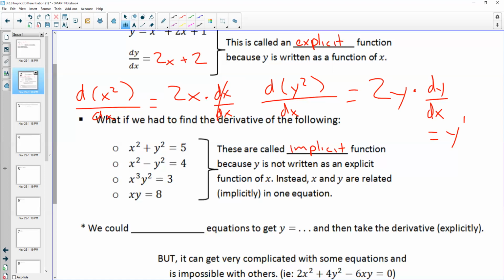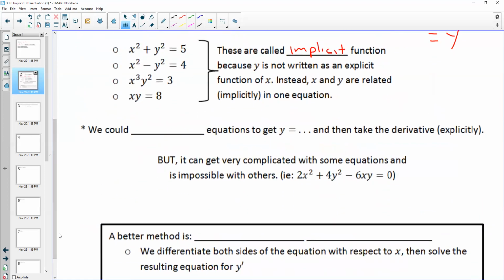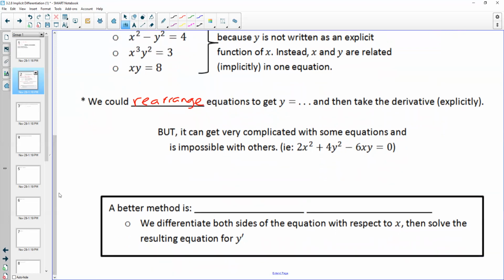Okay, so we could rearrange these equations to have everything in terms of y and take the derivative explicitly. But when we get more complicated functions like 2x squared plus 4y squared minus 6xy, it would be very difficult, if not impossible. So instead of differentiating explicitly, we are going to differentiate implicitly. So a better method is implicit differentiation.